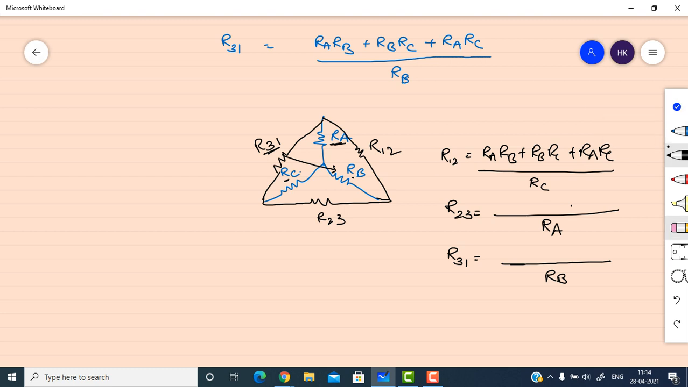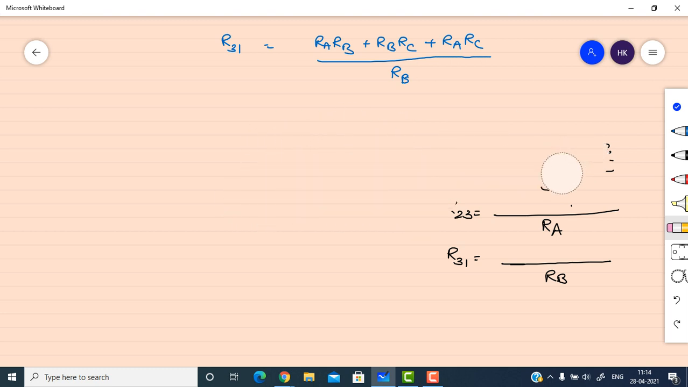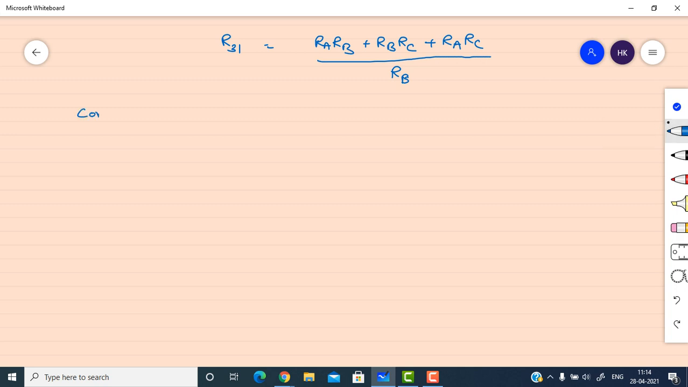I will give you one problem on this. I will give a star connected network and convert into delta. Convert the given star connected network into delta connected network.